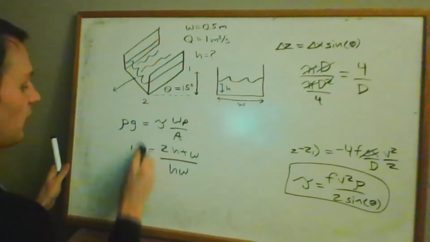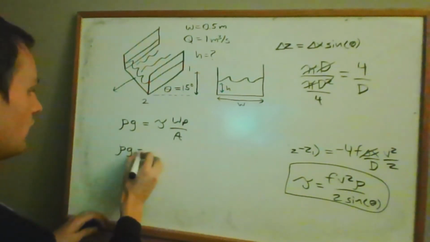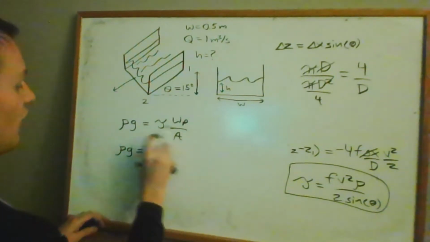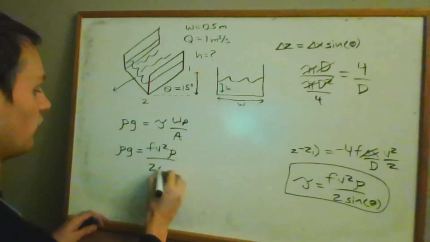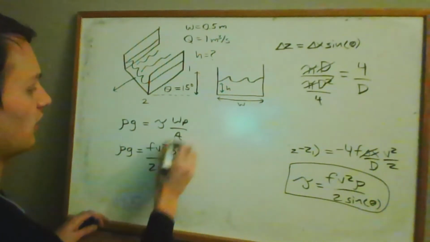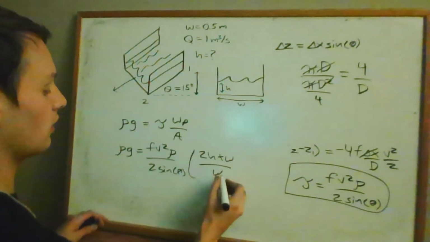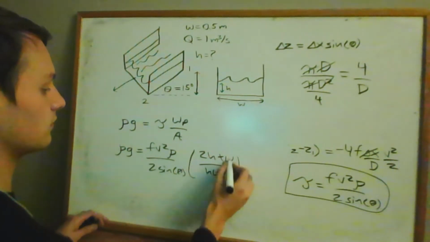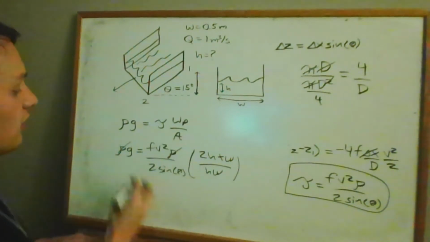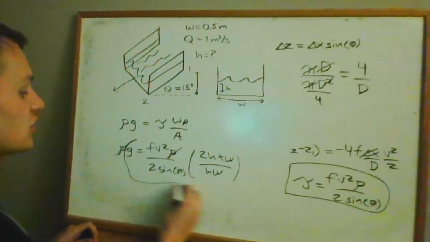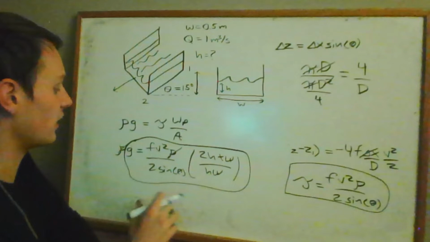So let's express this over here. So we have rho g equals tau. I should write tau, actually. That's the whole point. 2 sine theta. Then we have the wetted perimeter. So we have the 2h plus w over hw. Okay? These cancel out. And this is great. So we have an expression for the acceleration due to gravity. And this is something that we can use when we solve this problem numerically in Python.